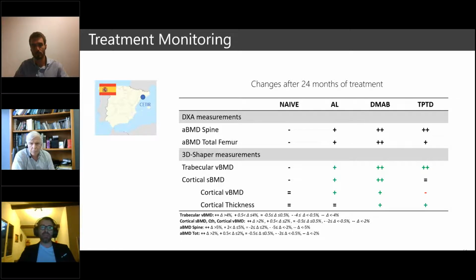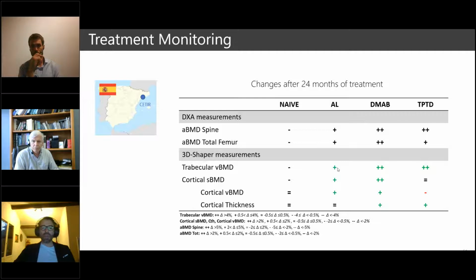As expected, the DXA measurements, I mean the areal BMD, show an increase for all treatment groups in all regions of interest, I mean spine and total femur. Under alendronate, you can see that the areal BMD increase is linked to an increase of the trabecular density, while under denosumab and teriparatide, you can see this huge increase of the trabecular compartment.